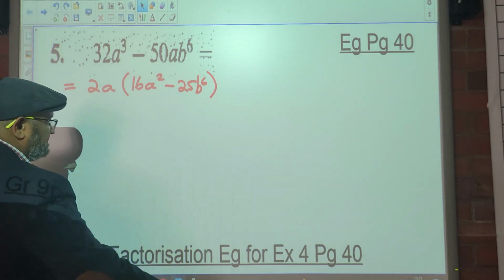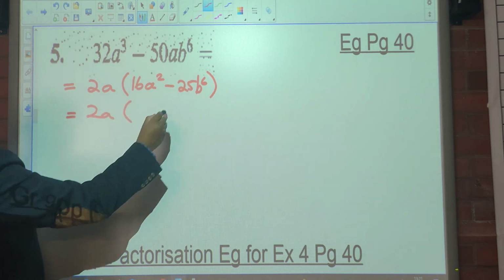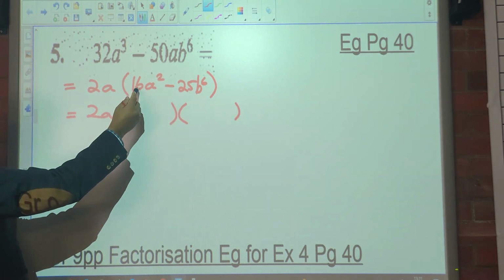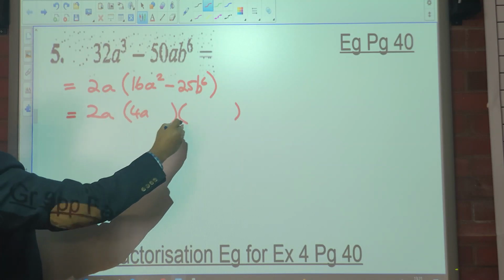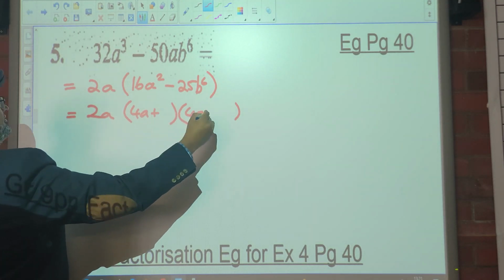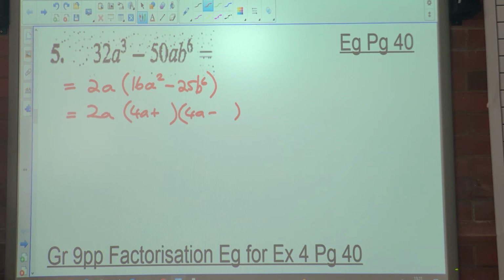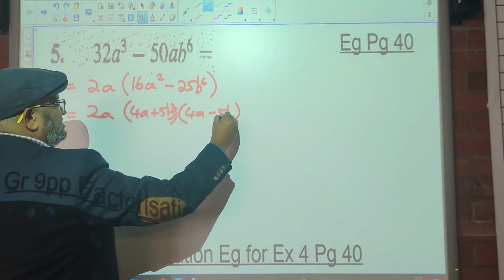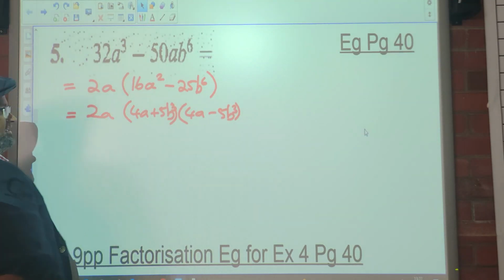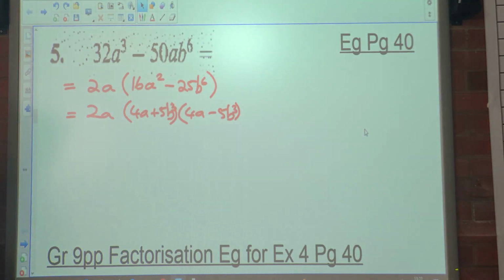Alright, so what do we get? 2a. What's the square root of 16a to the power 4? A squared. 4a. So 4a, one plus the other, minus. What's the square root of 25b to the power 6? 5b cubed. See anything else we can do there? No.